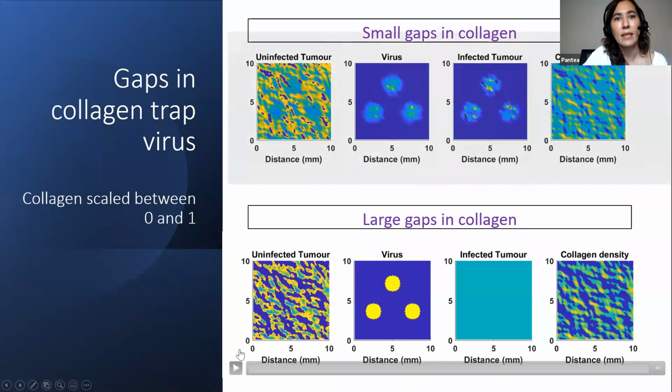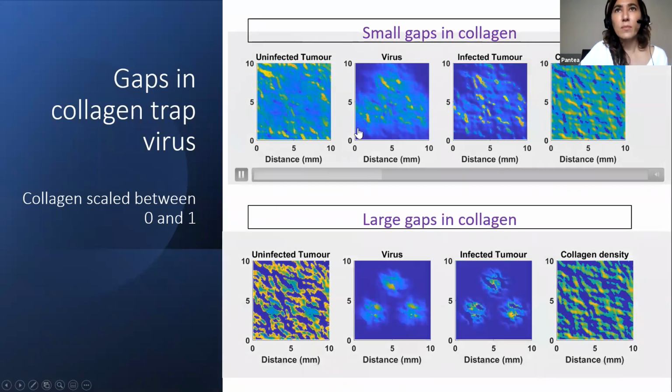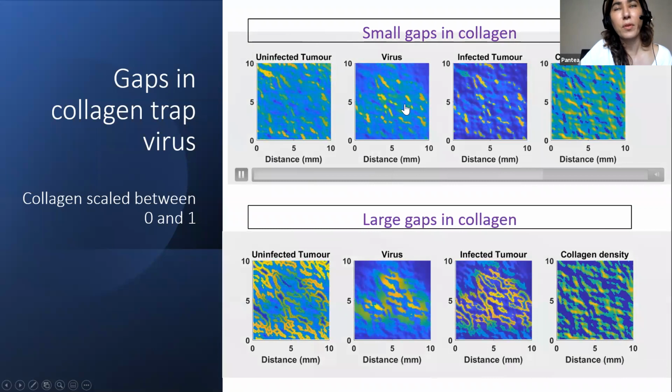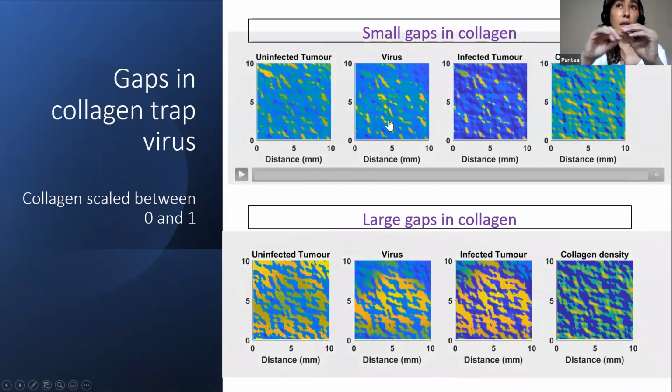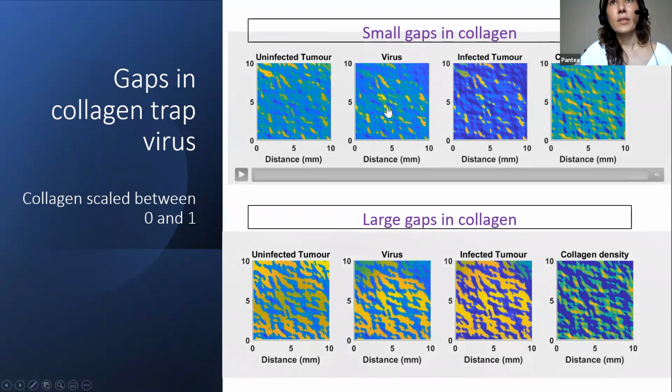So if you run this, let's see what we get. In the case of small gaps, the virus, although it's kind of hard to tell here, actually spread better through the tumor. And you've got these concentrations of virus. This is because, as we saw in the one-dimensional cases, the virus will go into these regions of low collagen density. It goes into these regions and infects those cells, which is why those regions are highlighted so much with infected cells.